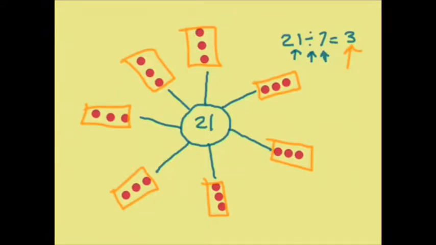Let's try another one. 24 divided by 3. Same deal. Start from the 24, start from the left and work your way right. So let's write 24. Divided by is our circle around the 24. 3 tells us how many lines to draw. 1, 2, 3. And then we just count to 24.